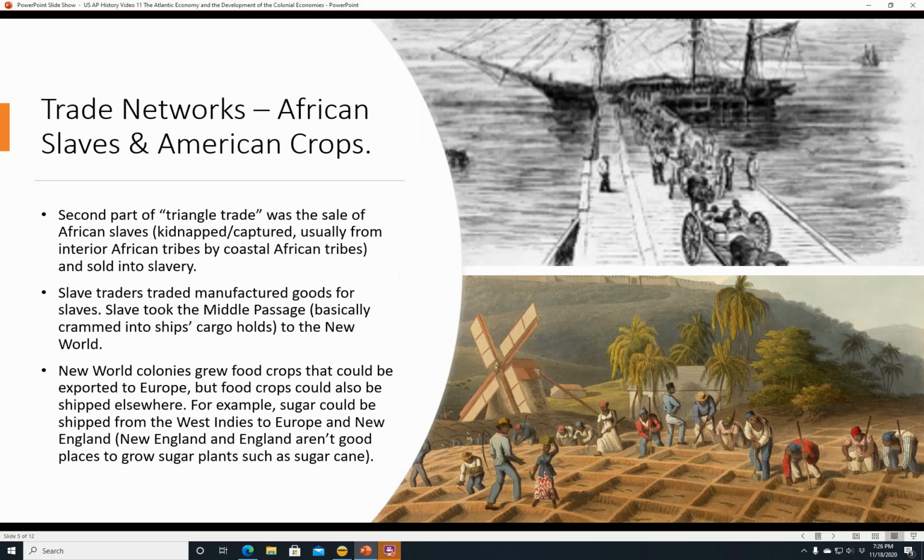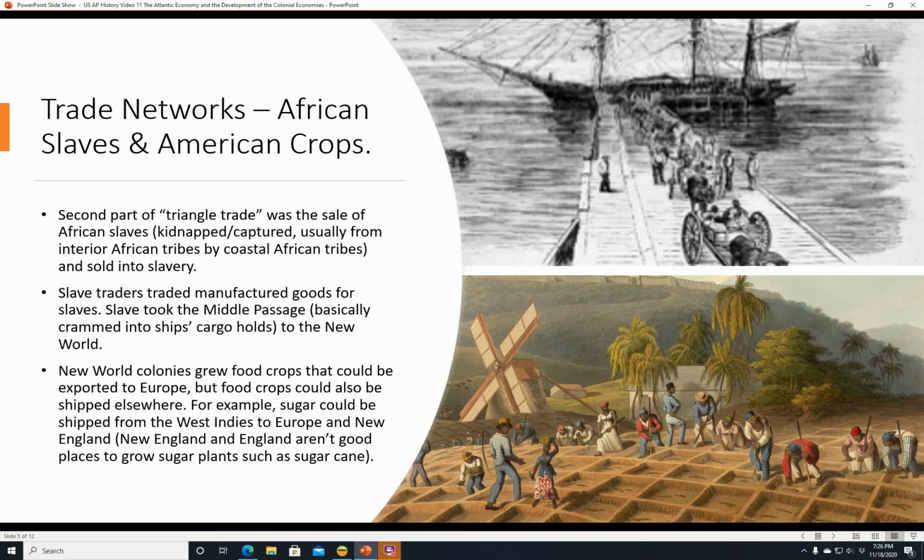Trade networks, African slaves and American crops. The second part of triangle trade was the sale of African slaves. They were kidnapped or captured, depending on how you want to look at it, usually from interior African tribes by coastal African tribes. And what I mean by captured, perhaps there was a war, so they were prisoners of war, rather than just being straight up kidnapped. Anyway, the unlucky people from the interior African tribes would be sold into slavery by members of the coastal African tribes to white and what have you slave traders who would take them to the Americas.